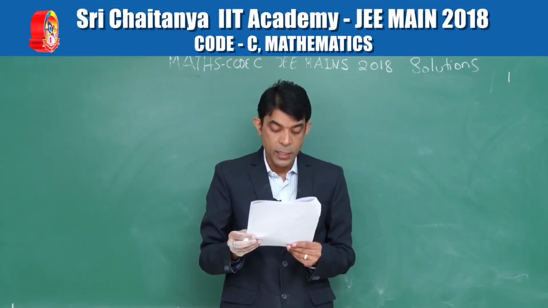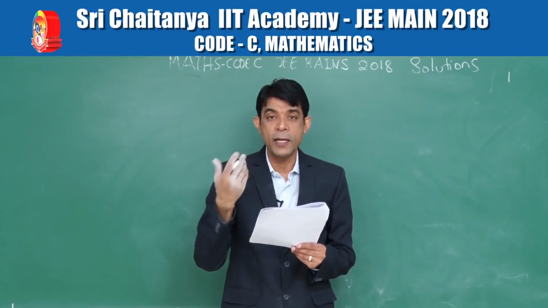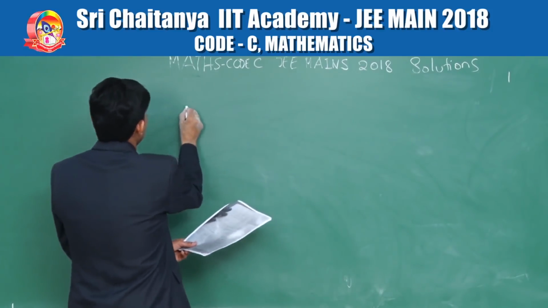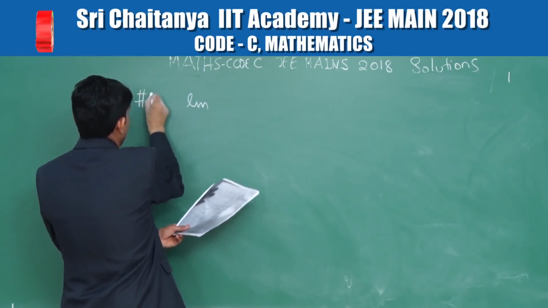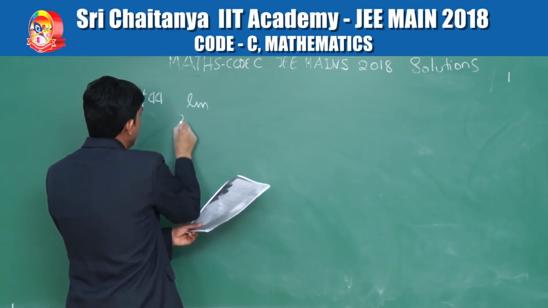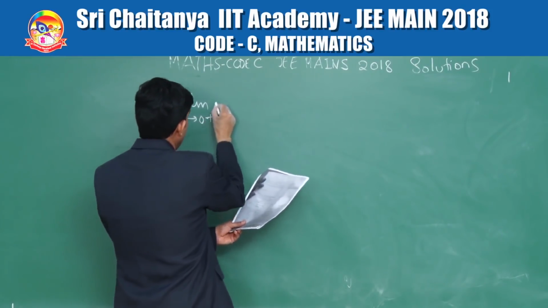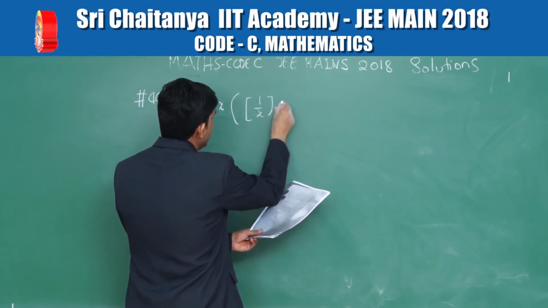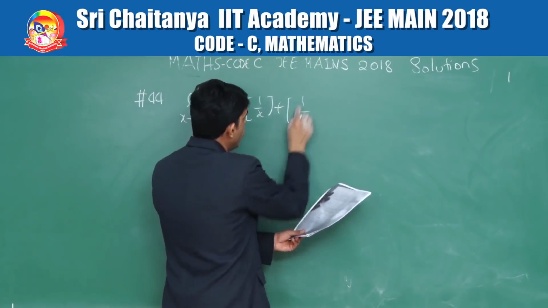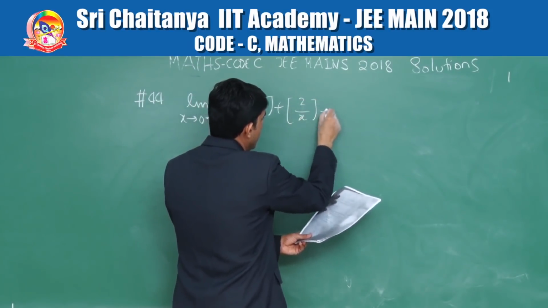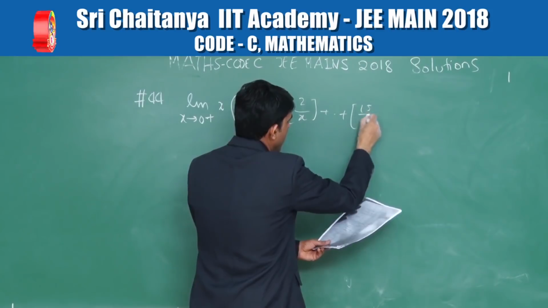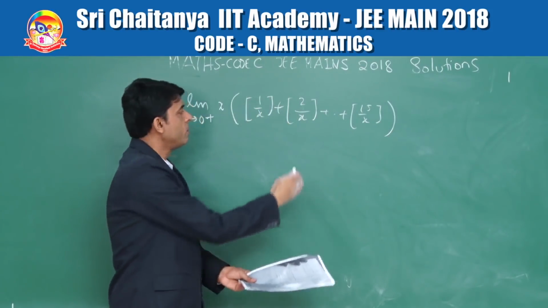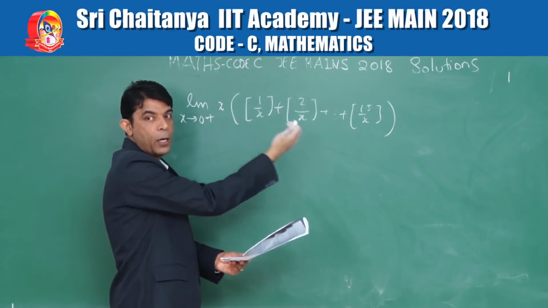This concerns the limit, and the function is defined in terms of the greatest integer function. So it asks you to calculate the limit. It's number 44: limit x tends to 0 plus of x times the integral part of 1 over x plus 2 over x all the way to 15 over x. Let's try to bound this function from above and below.